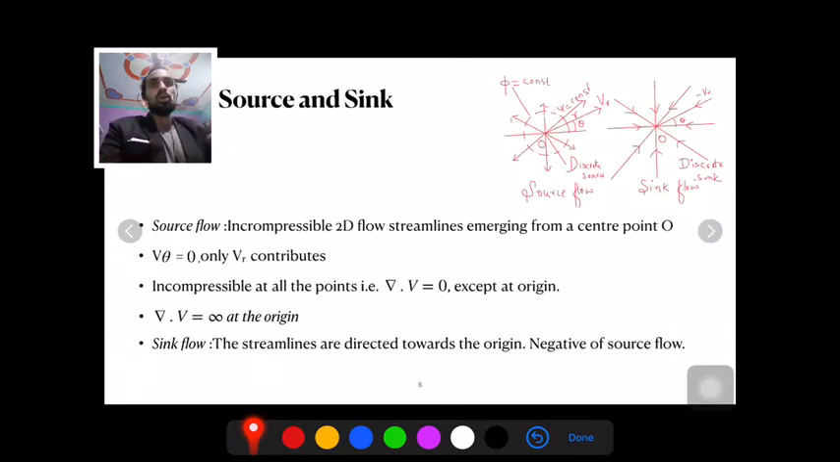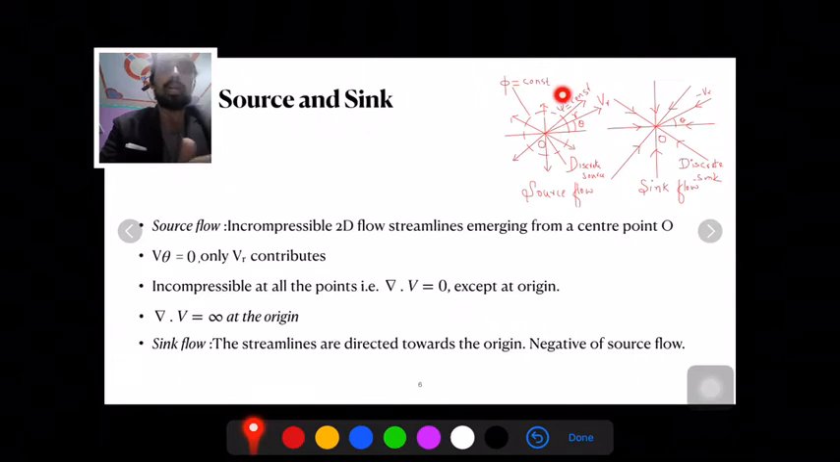Next we are going to talk about your source and sink. Basically what happens in this is, from all the points it comes to a single point, then it is a sink, and from one point the streamlines are directed in all possible directions, then it is your source. A single source, from there it is going in all directions, so we call it a source. And when all the streamlines are emerging at one point, then we call it a sink.